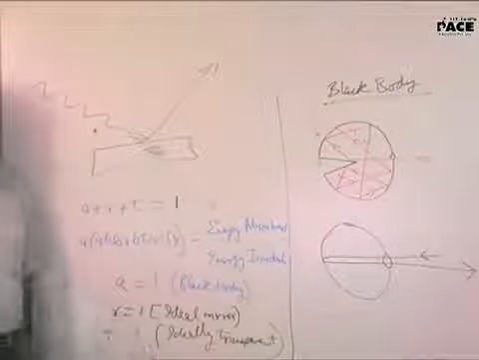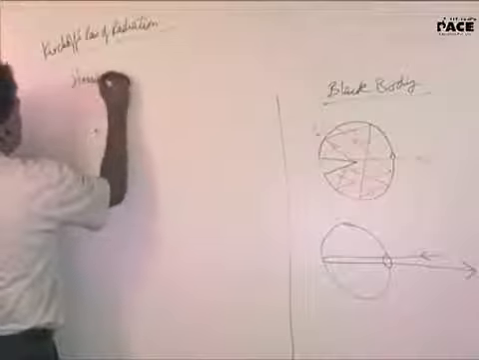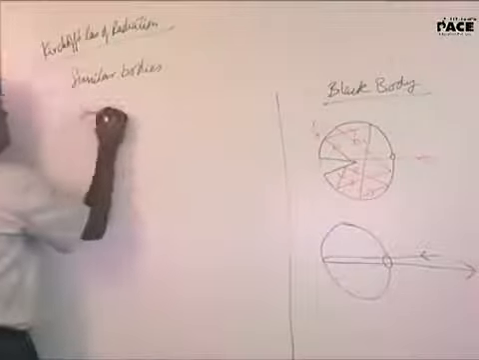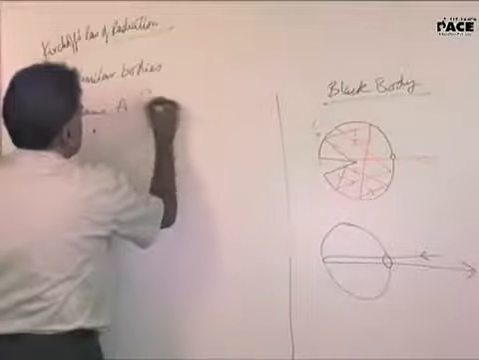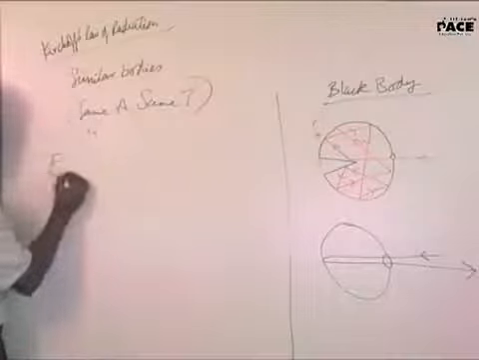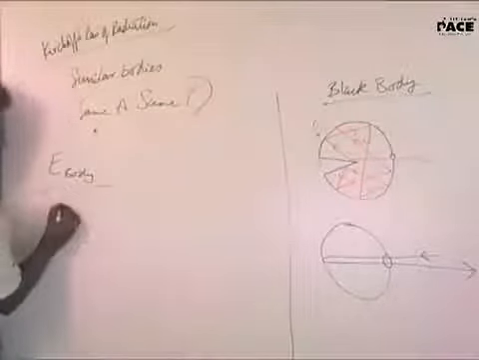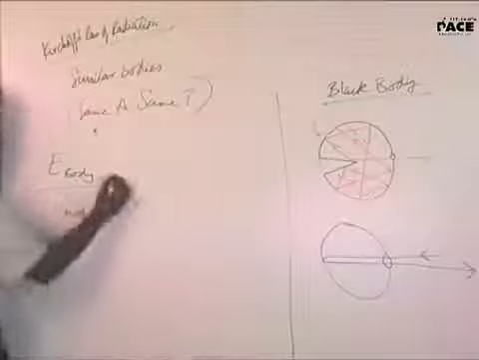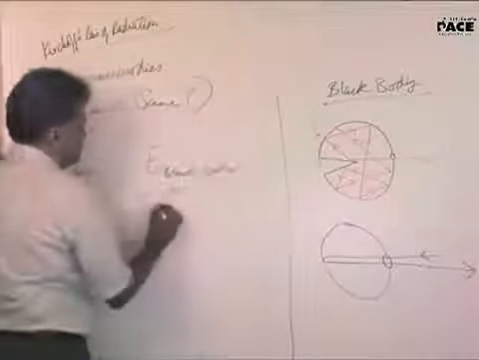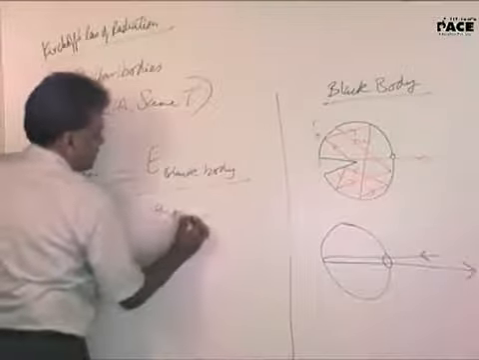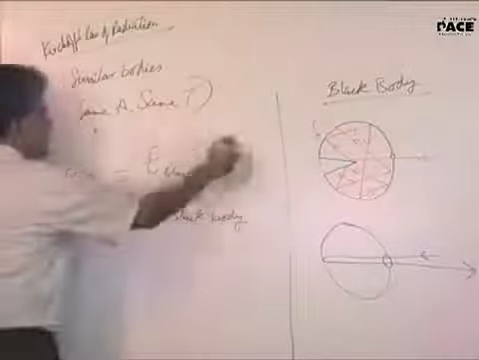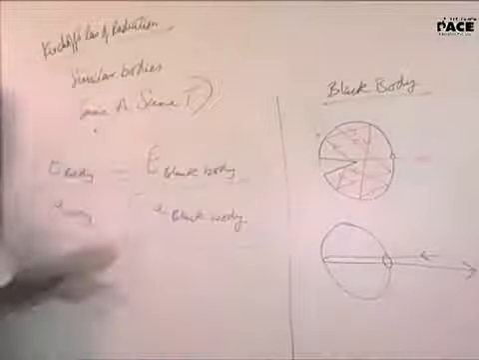For similar bodies, when I am saying similar bodies, I mean same area and having same temperature, the ratio of the emissive power of a body to its absorptivity equals the ratio of the emissive power of a black body to the absorptivity of a black body. This is called Kirchhoff's law. This is for any general body, this is for a black body.